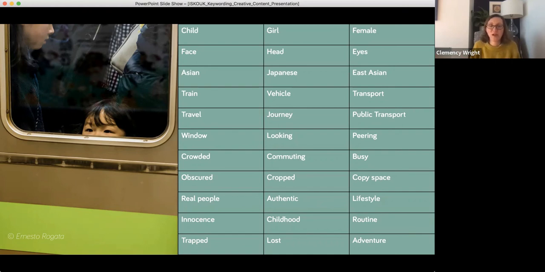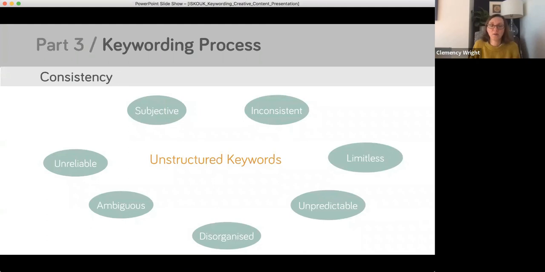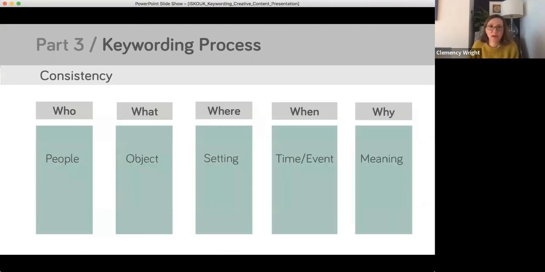We've focused on what we think the age of the child is and the gender of the child. So this is a real mixed bag, and this is typical of what happens when we ask people to do keywording. This is why it's so important, because all this lack of structure means that we have inconsistent, unpredictable, disorganized keywords that can be ambiguous, and obviously subjective as well. And when we're managing and organizing information, we do want to try and create some structure where we possibly can.